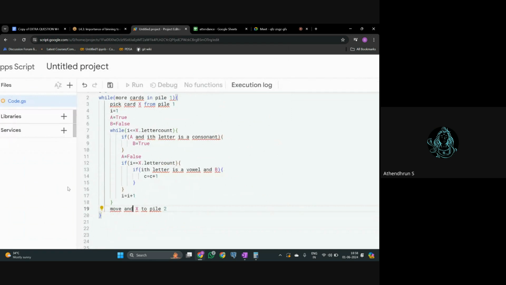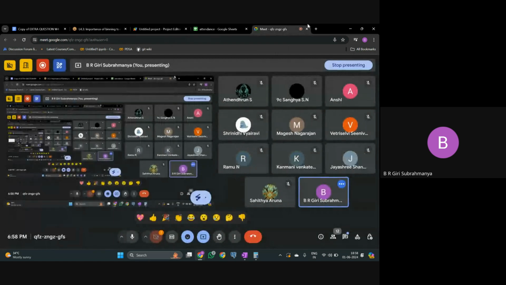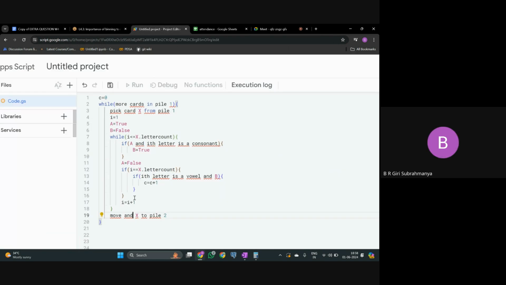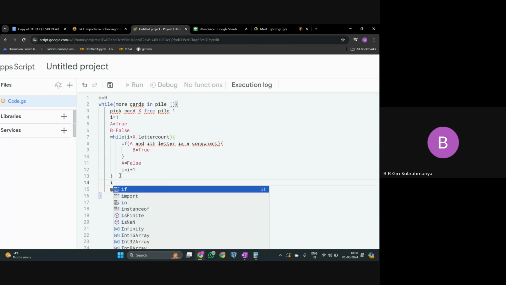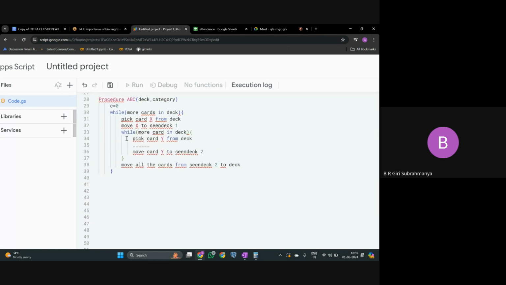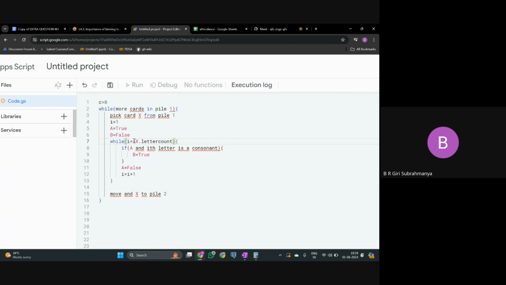Understood, others? Did you all understand this one? But then there's another way to do this. What we can do is, instead of writing lesser than or equal to letter count, we'll put it as lesser than letter count. So when we come out, the value of I will be equal to letter count, obviously, no? See, from lesser than or equal to, we change the condition to lesser than. So what does it mean? The moment we are coming out, at this point, I is equal to letter count, right?